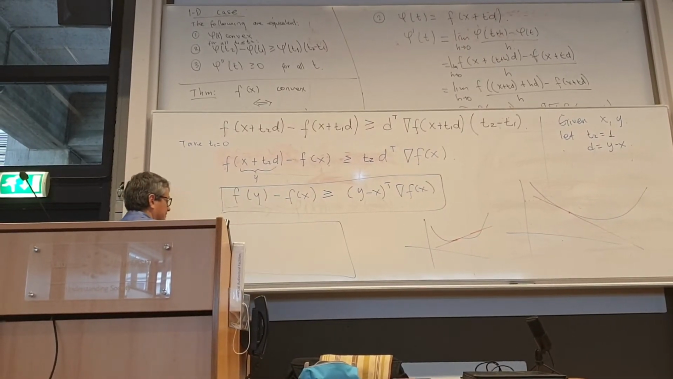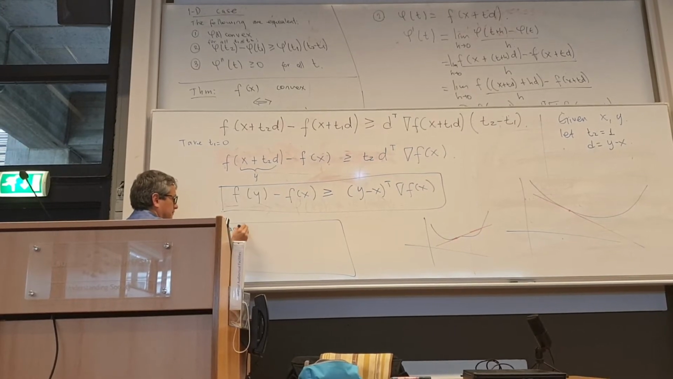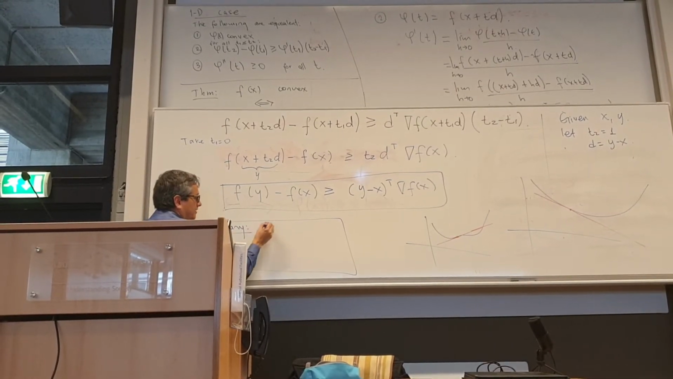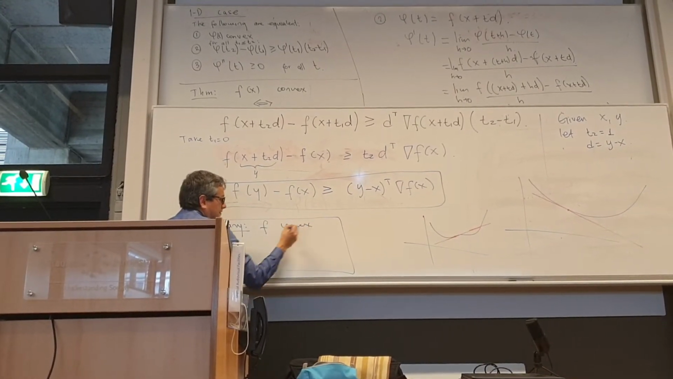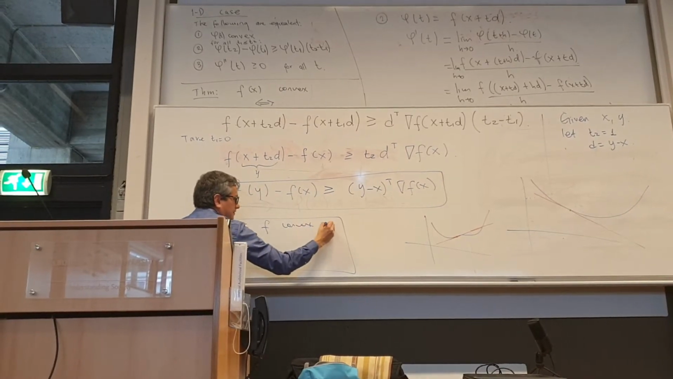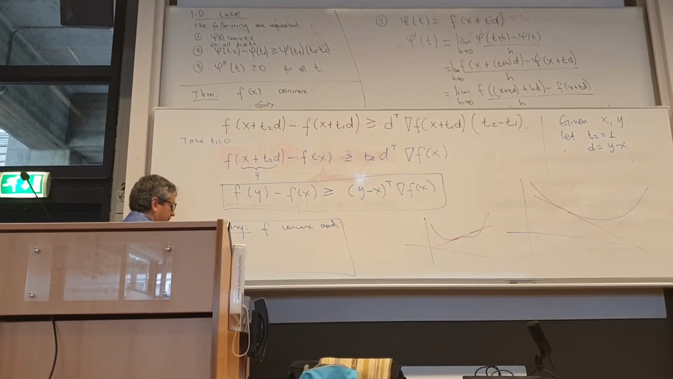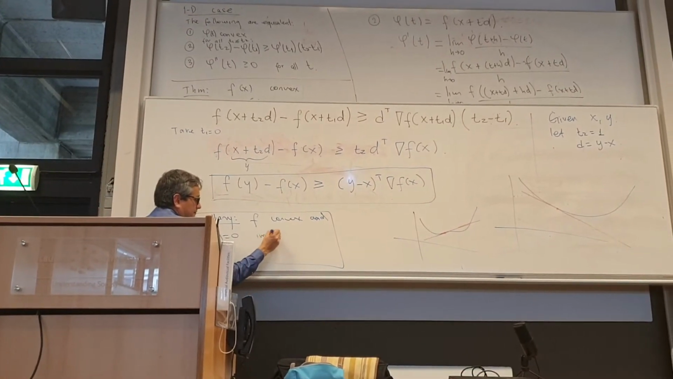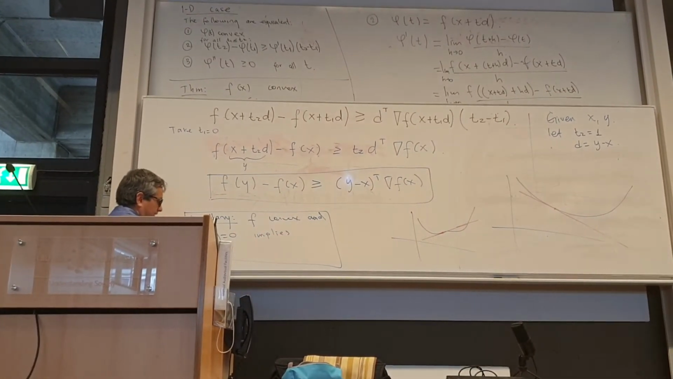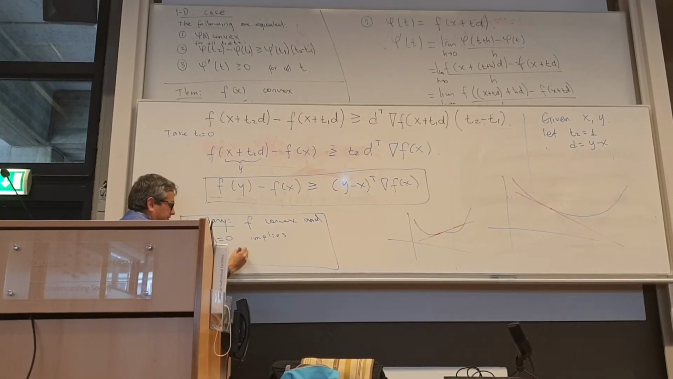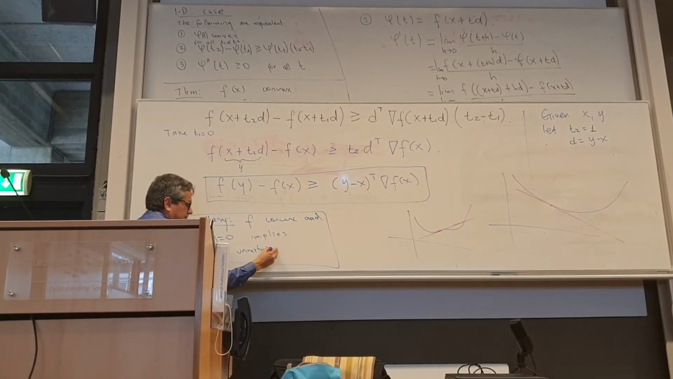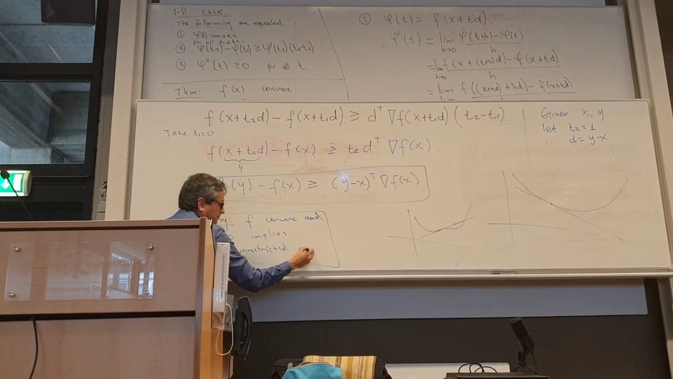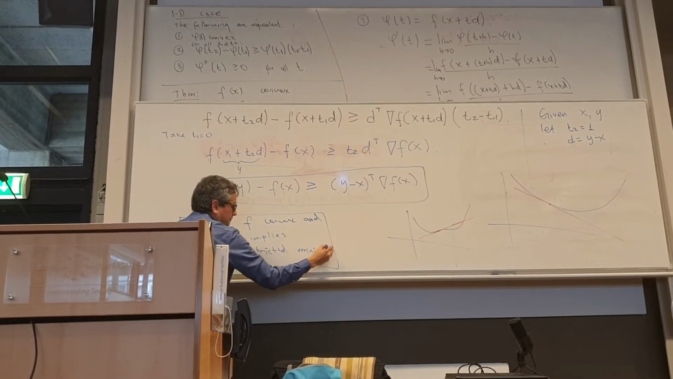Notice that this implies this corollary. F convex and gradient of f of x equals 0 implies x is an unrestricted minimizer.